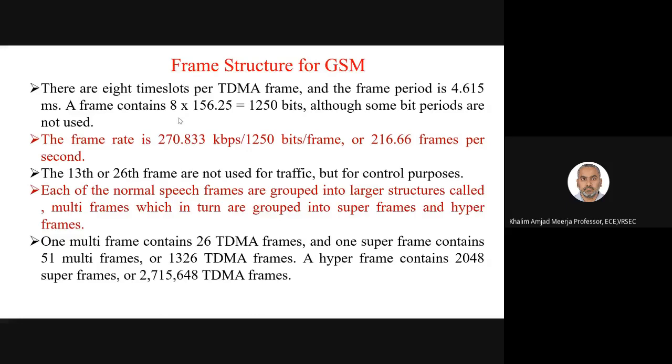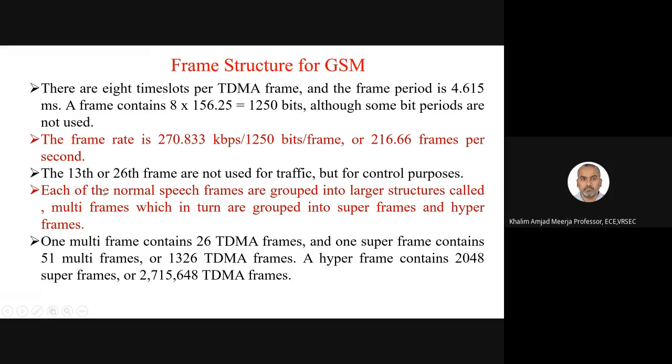So these 8 time slots per TDMA frame, the frame period as mentioned will be 4.615 milliseconds. So you can transmit 1250 bits in that time frame, although some bit periods are not used. The bit rate is 270.833 kilobits per second. Okay, if you look in terms of bit rate, it is 270.833 kilobits per second, whereas if you measure the time, that corresponds to 1250 bits per frame, or you have 216.66 frames per second.